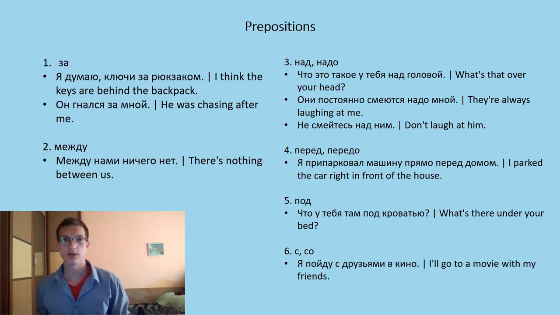And we also use the instrumental case after certain prepositions. За. Я думаю, ключи за рюкзаком. Он гнался за мной. Между нами ничего нет. Что это такое у тебя над головой? Они постоянно смеются надо мной. Не смейтесь над ним. Я припарковал машину прямо перед домом. Что у тебя там под кроватью? Я пойду с друзьями в кино.